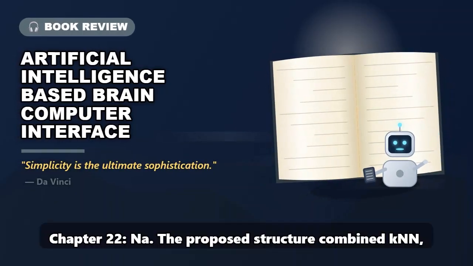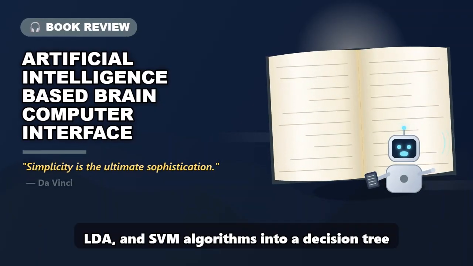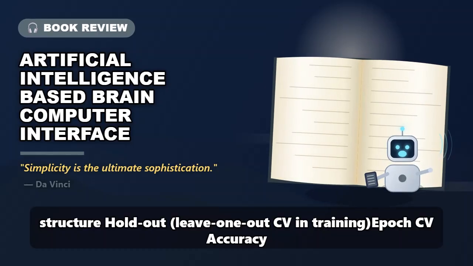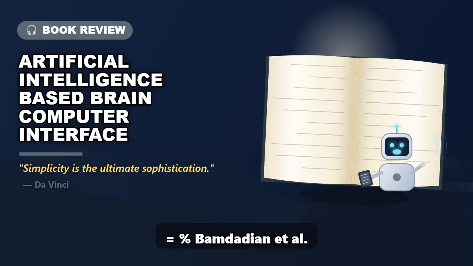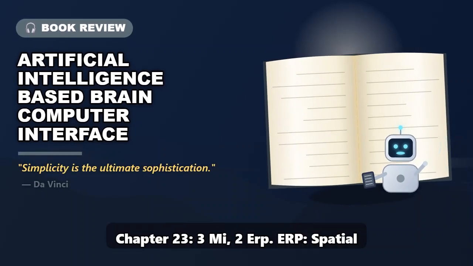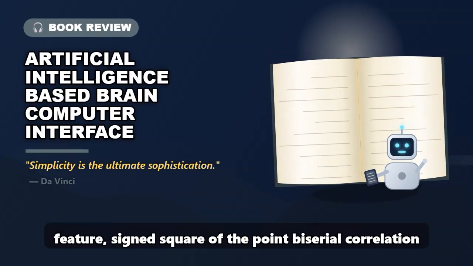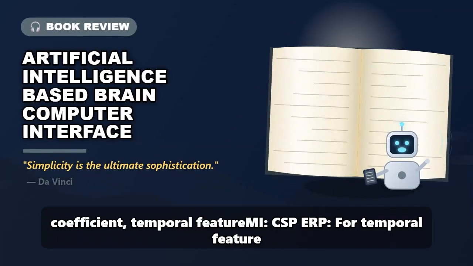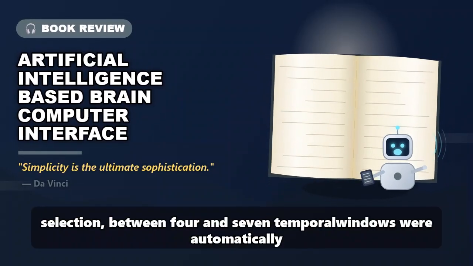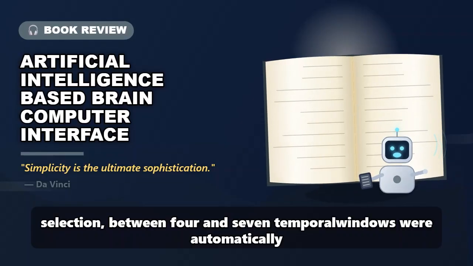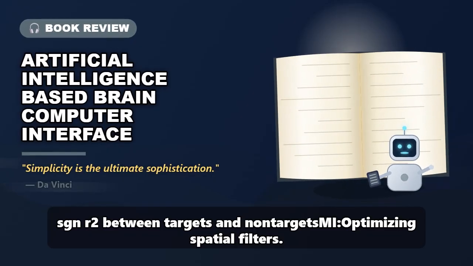Chapter 22 NA. The proposed structure combined KNN, LDA, and SVM algorithms into a decision tree structure holdout, leave 1 out CV in training, epoch CV accuracy equals % Bamdadian et al. Chapter 23, ERP. ERP, spatial feature, sine square of the point biserial correlation coefficient, temporal feature MI, CSP ERP, for temporal feature selection, between 4 and 7 temporal windows were automatically extracted using a heuristic search for peaks in the SGNR2 between targets and non-targets MI optimizing spatial filters.